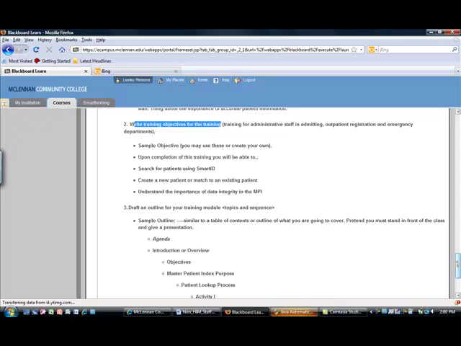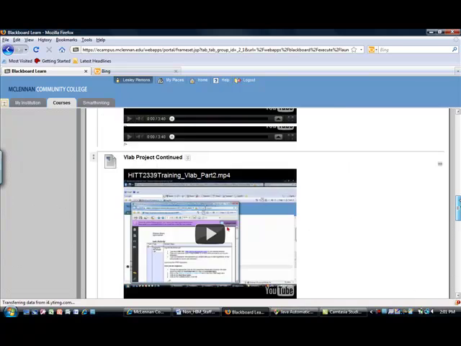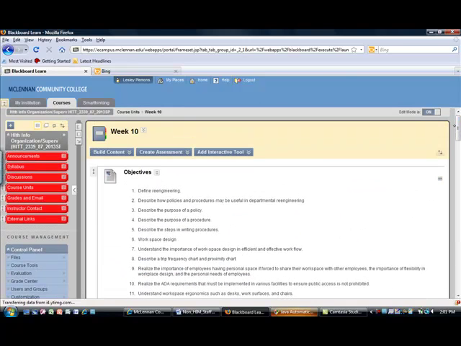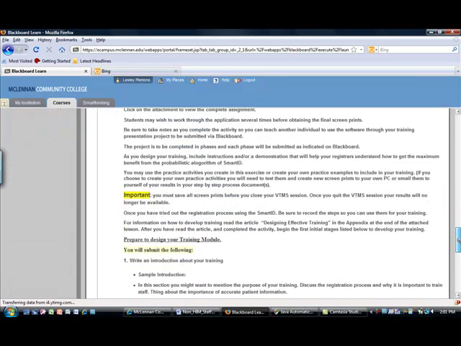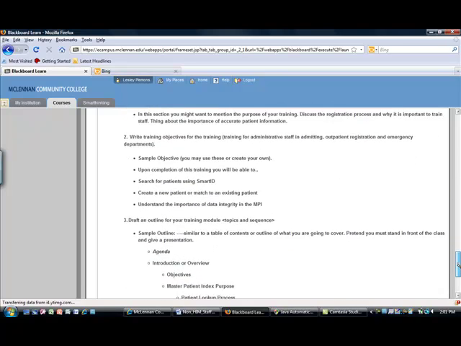For examples of objectives, you might look at the beginning of the course units in each of the classes. Every course unit has objectives, as you can see here. Our objectives for this course unit are to describe the purpose of a policy, describe the steps in writing procedures, talk about workspace design, understand the importance of workspace design, understand workspace ergonomics such as desk, work surface, chairs. These are all objectives for this course unit. You're going to write objectives for this training presentation.